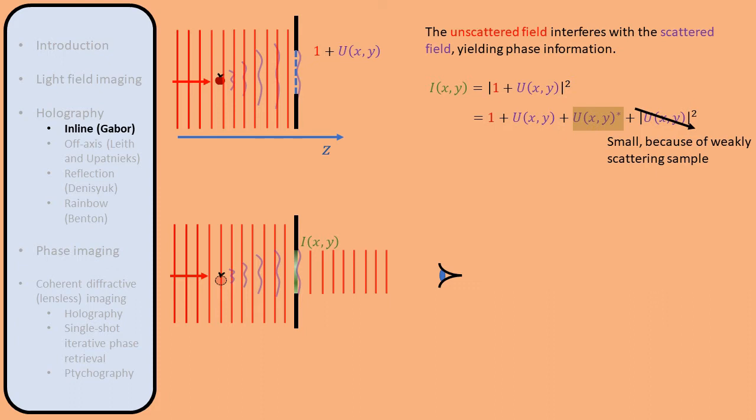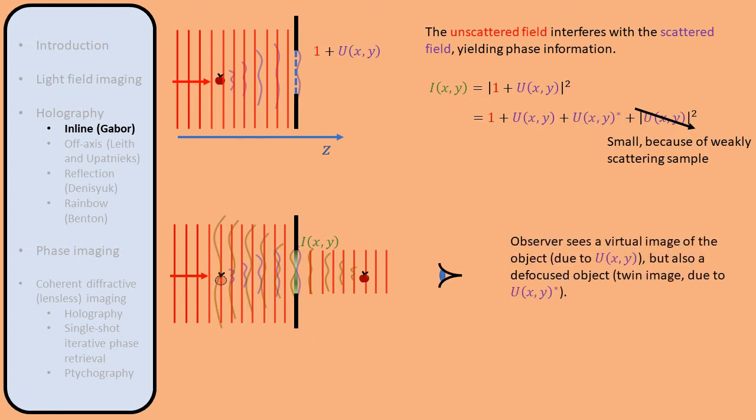This field will create a real image of the object on the opposite side of the hologram, which is called the twin image. If we virtually extend this field to the location of the original object, we find that when an observer looks at the hologram, they will see a virtual image of the object, but on top of that, they also see a defocused object due to the twin image, which degrades the quality of the holographic reconstruction significantly. So in order to improve the hologram, we should ask, how do we get rid of the twin image?